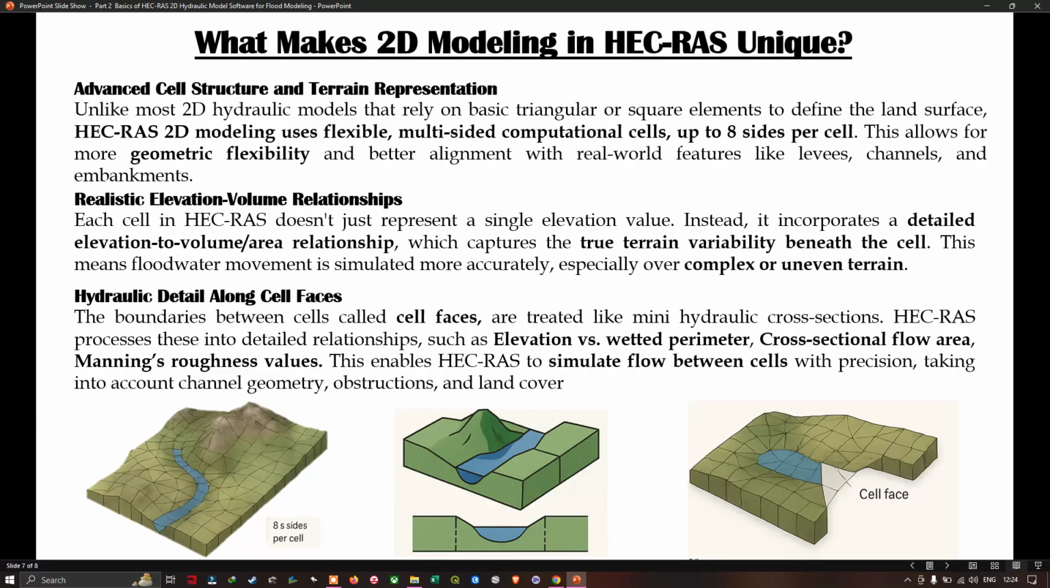And the last is the hydraulic details along the cell faces. The boundaries between the cells, called cell faces, are treated like a mini hydraulic cross section. HEC-RAS processes these into detailed relationships such as elevation versus wetted perimeter, cross-sectional flow area, and Manning's roughness value. So this enables HEC-RAS to simulate the flow between the cells with precision, taking into account channel geometry, obstructions, and land cover.